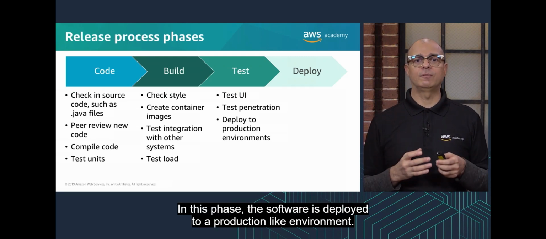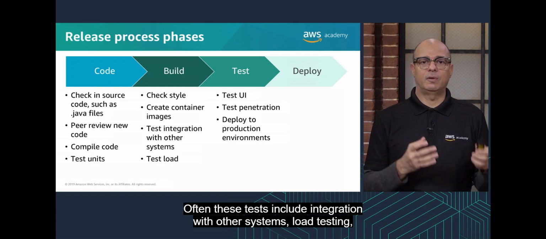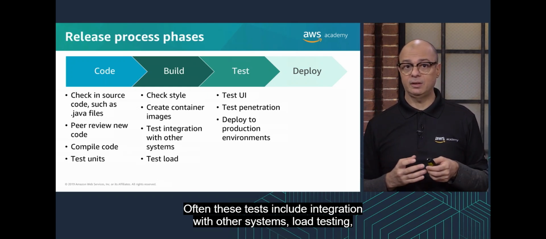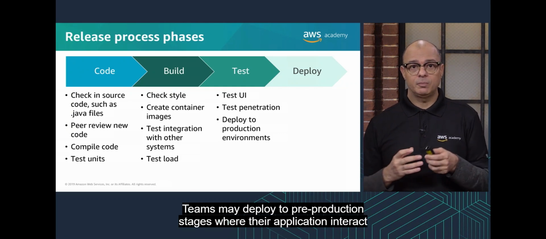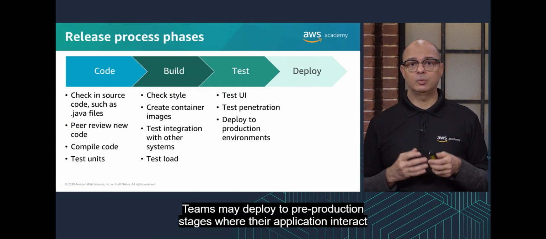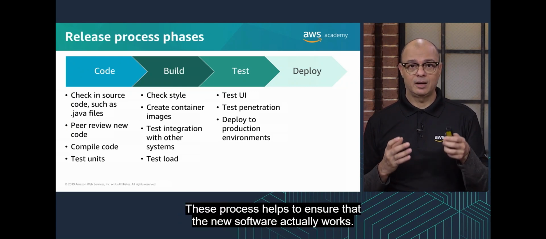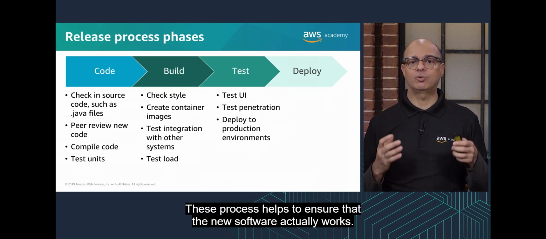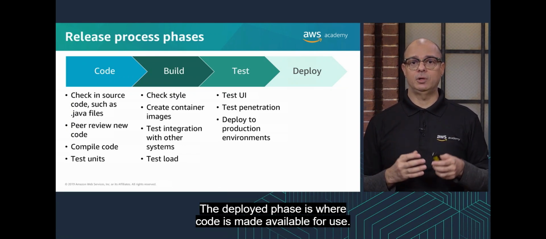In this phase, the software is deployed to a production-like environment. Often these tests include integration with other systems, load testing, user interface testing, and security testing. Teams may deploy to pre-production stages where their application interacts with other systems. These processes help to ensure that the new software actually works. The deploy phase is where code is made available for use.